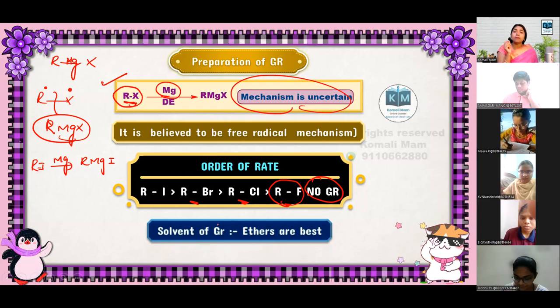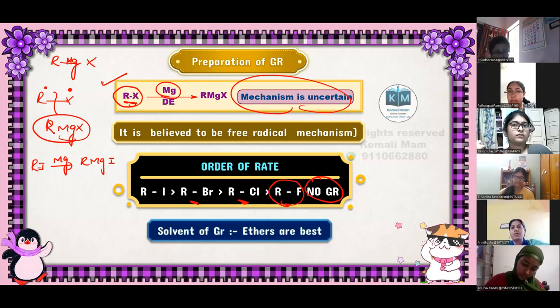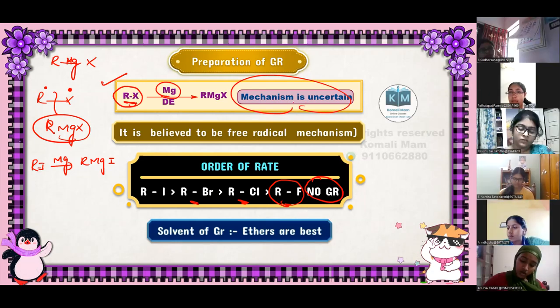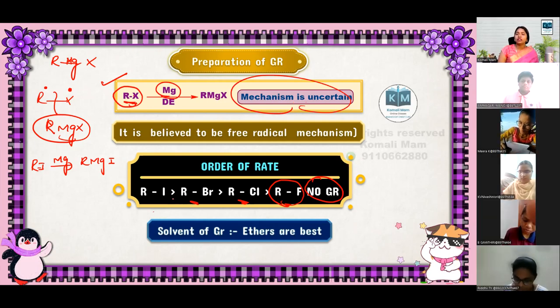Which solvents are the best solvents for the preparation of Grignard reagents? Ethers are the best solvents. You should not take water. You should not take polar protic solvents or polar aprotic solvents. You should take only ethers. Ethers are the best solvents.